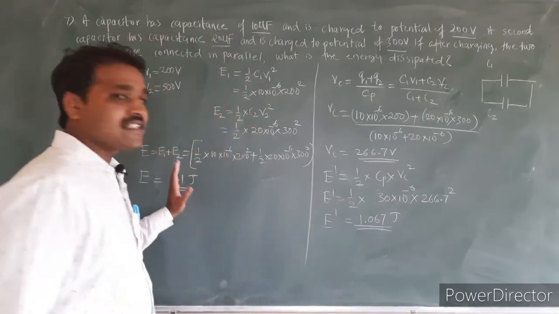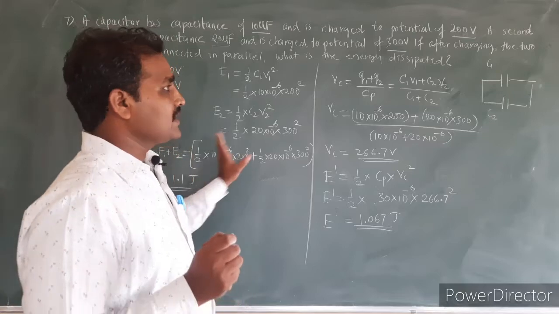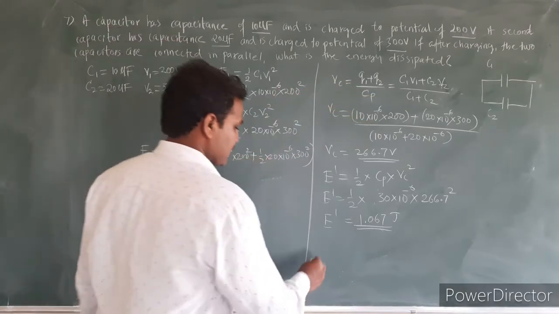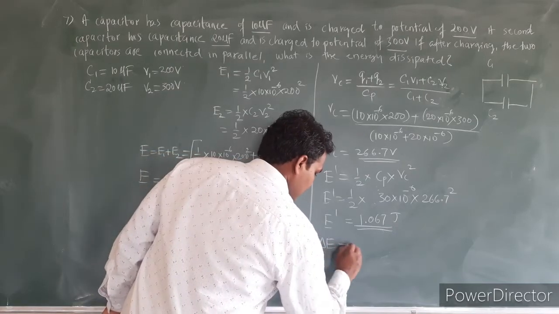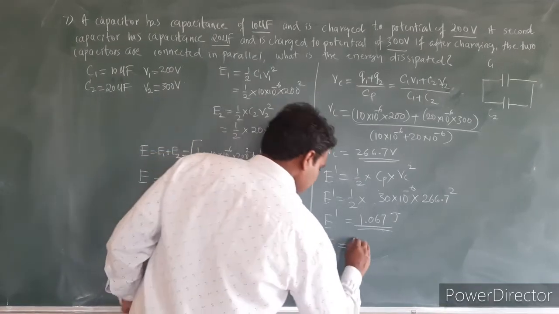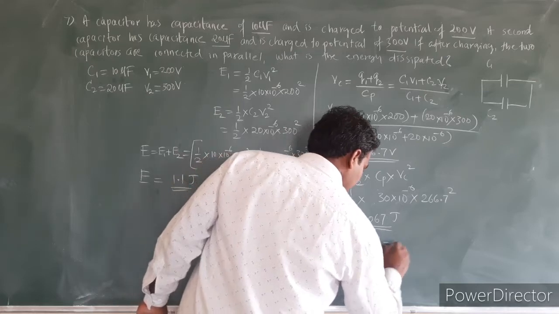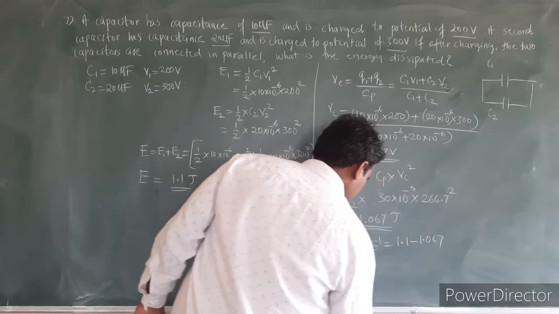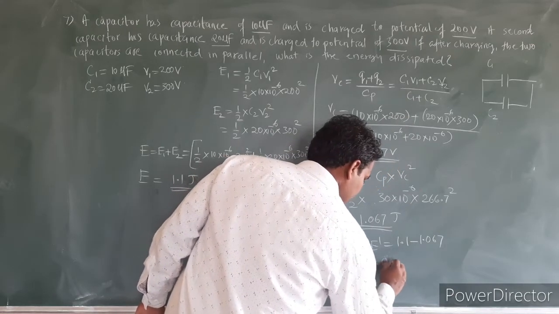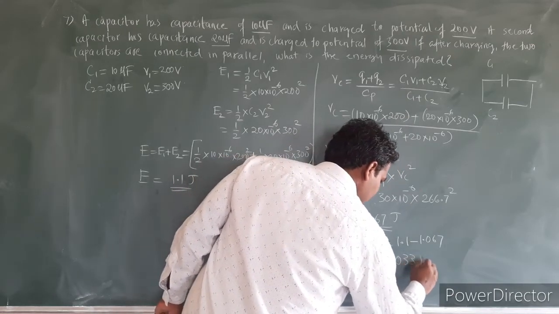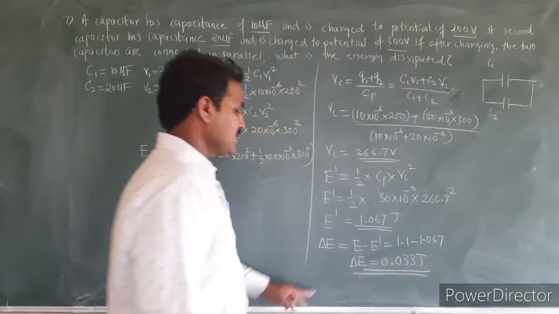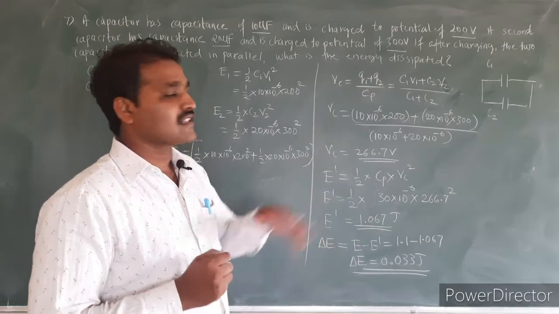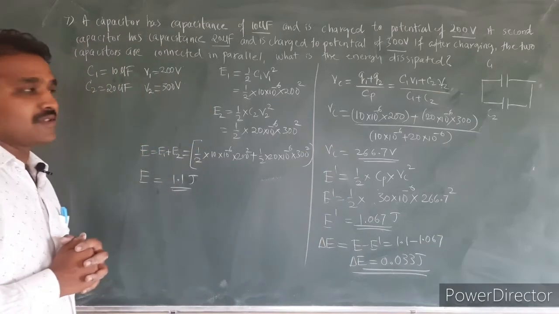So there is a loss of energy when there is transfer of the charges from a higher potential capacitor to a lower potential capacitor. The loss of energy is E minus E', that is 1.1 minus 1.067. So delta E is equal to 0.033 joules. This is the value of dissipated energy when the capacitors are connected in a parallel combination.